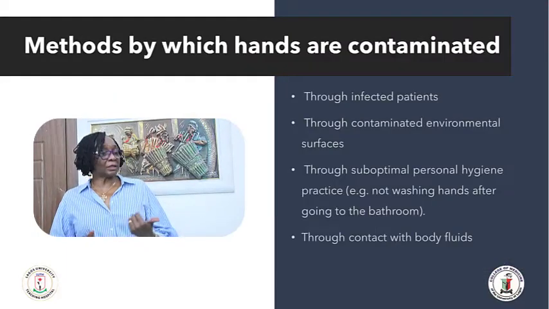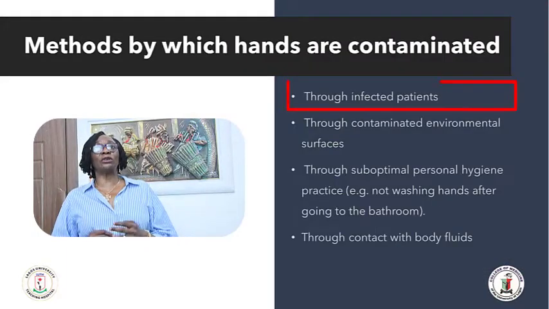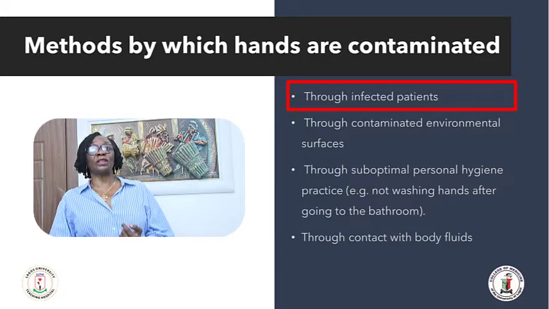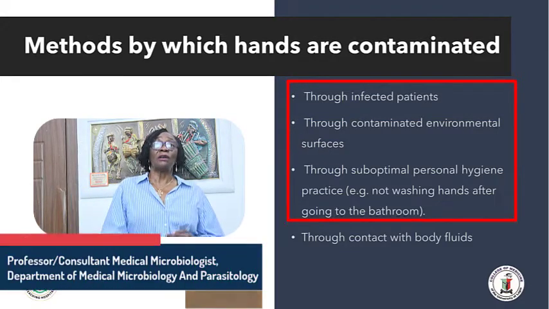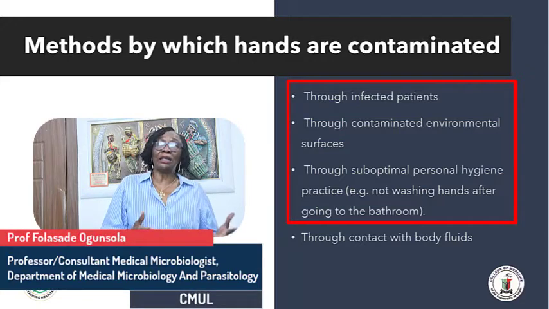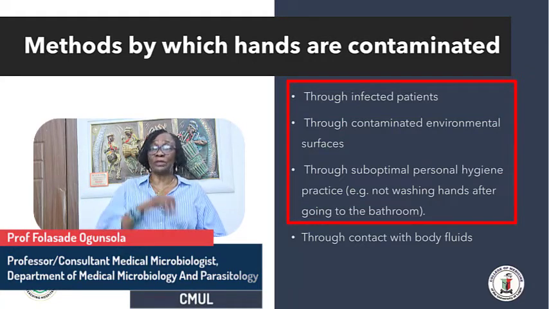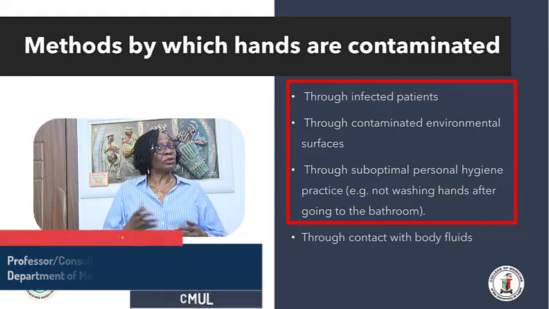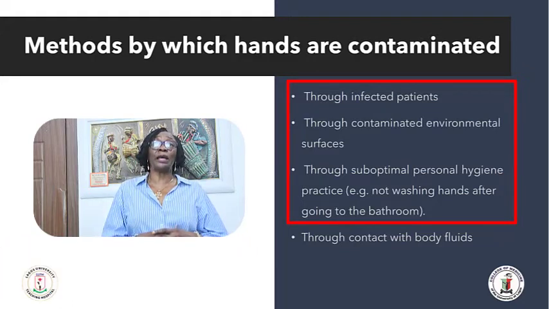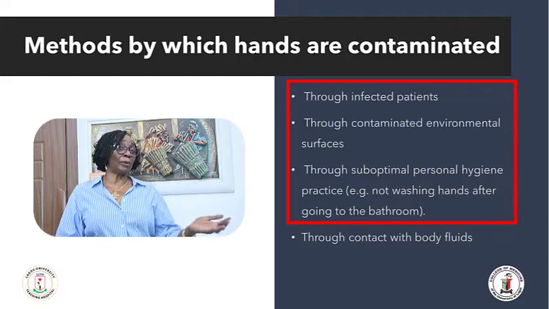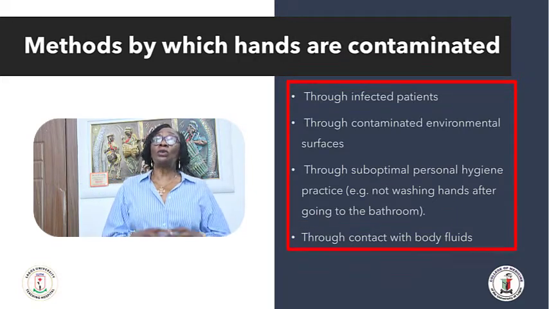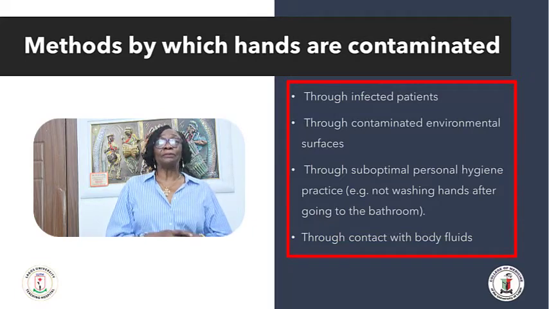So how are the hands contaminated? They're usually contaminated from infected patients, through contaminated environmental surfaces, from not cleaning properly, your suboptimal personal hygiene, such as going to the toilet and not cleaning your hands, touching surfaces and not cleaning your hands, or not cleaning your hands before you prepare food for babies, and through contact with body fluids.